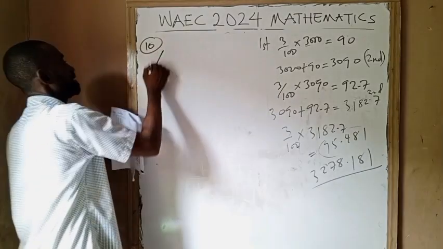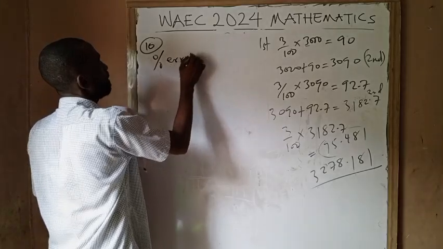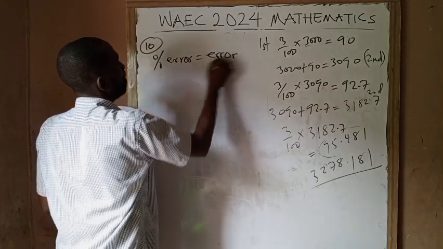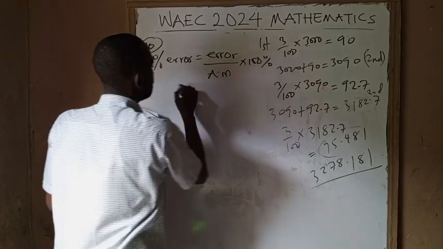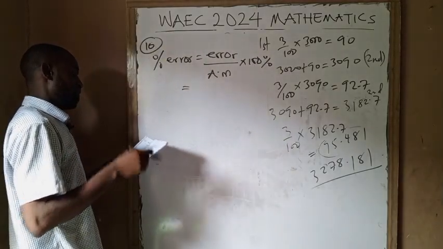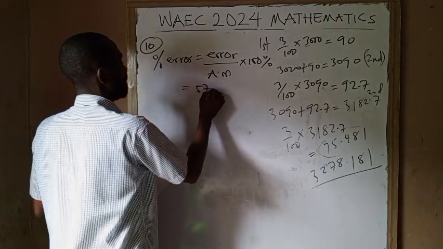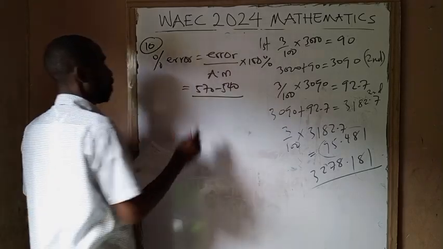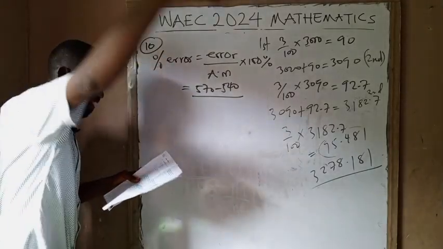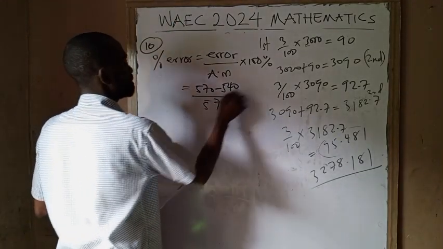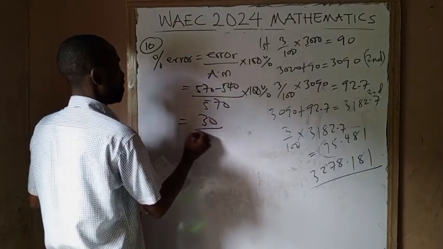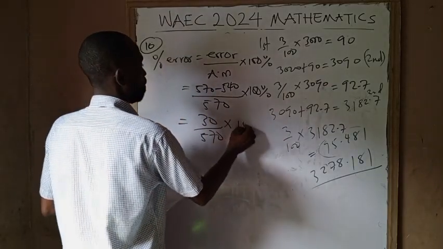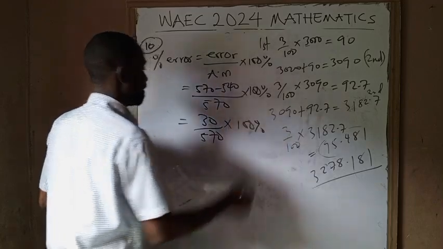Question 10 says it just gave a change of 540 instead of 570 to the customer. Percentage error equals what? Formula: error over actual measurement times 100%. So the error will be 570 minus 540, all over the original value, 570, times 100%. So this will give us 30 over 570 times 100%.